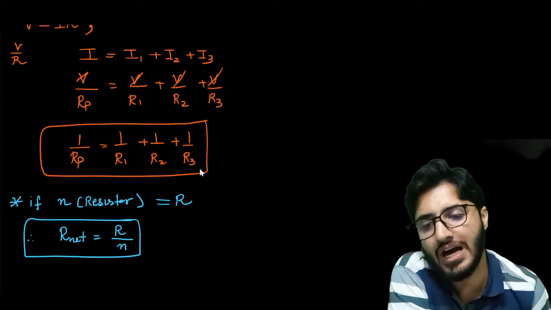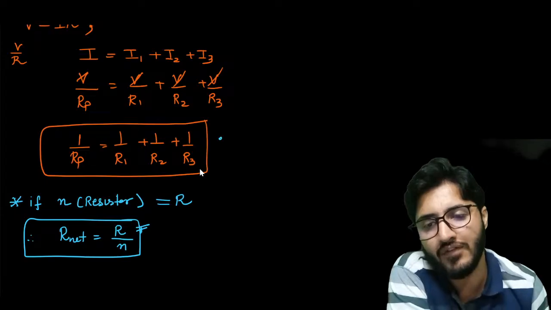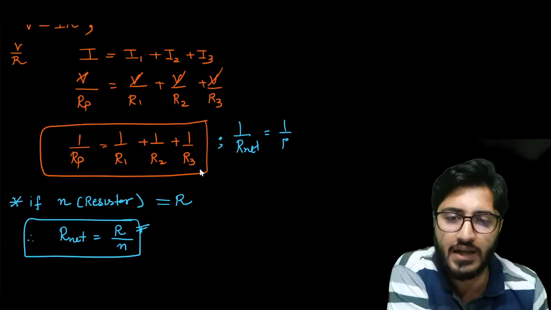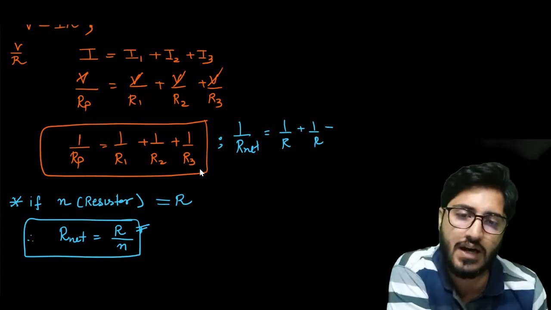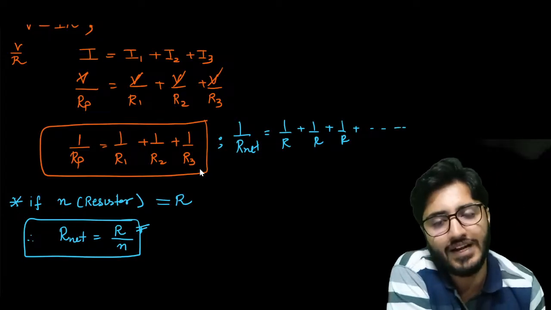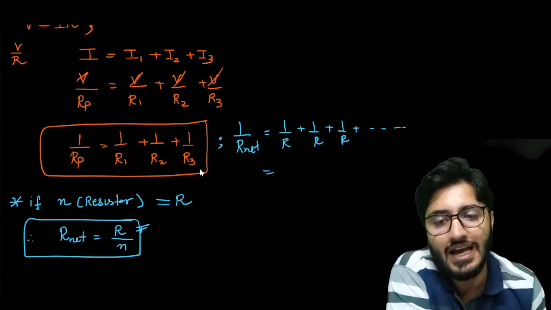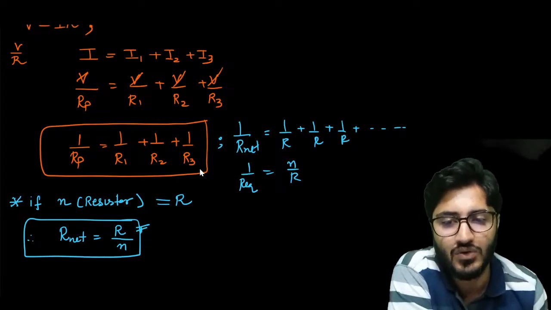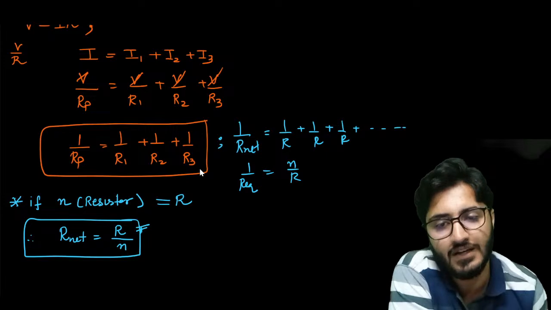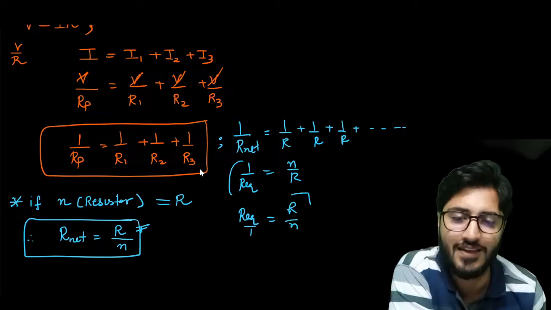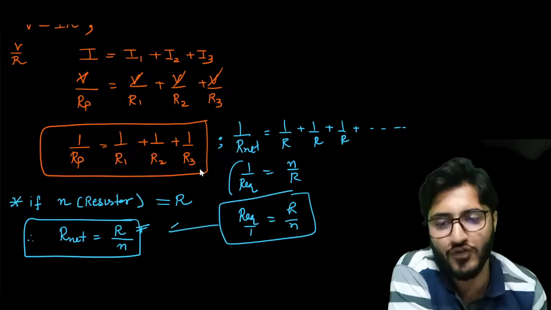If you don't know how this thing came, look now. I will write 1 by R net or R equivalent equals 1 by R plus 1 by R plus 1 by R and so on, right? So it will be N by R equals 1 by R equivalent. So I need to just take the reciprocal. It will become R equivalent equals R by N. It is proof, no? Simple.